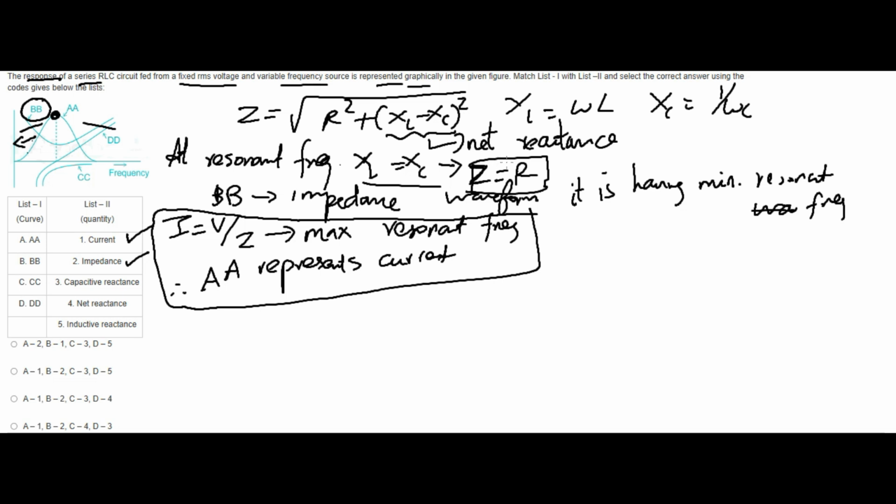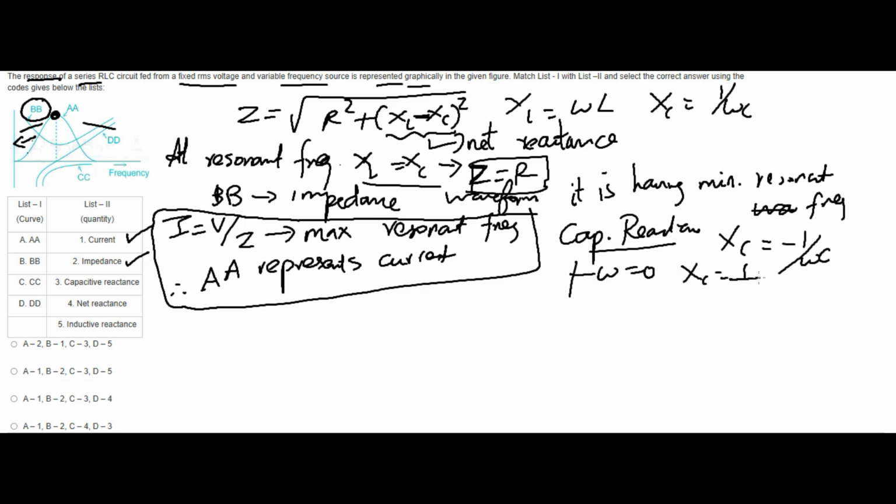Now listen to me. Capacitive reactance, this is the normal reactance. Capacitive reactance XC is equal to minus 1 by omega C. XC belongs to 1 by omega C, but here we have to take the minus. Never forget this one. In this capacitive reactance, I have two things. At omega equal to 0, XC is 1 divided by 0, which is infinite, so it will be minus infinity.